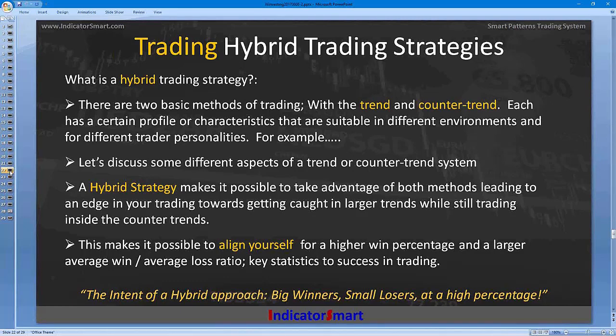And so these might be suitable for different trader personalities. In the grand scheme of things, you can trade, we're going to talk about the hybrid, we're going to talk about how you can trade counter trend within the trend and line things up in your favor for that. So a hybrid trading strategy makes it possible to take advantage of both methods, leading to an edge in your trading.